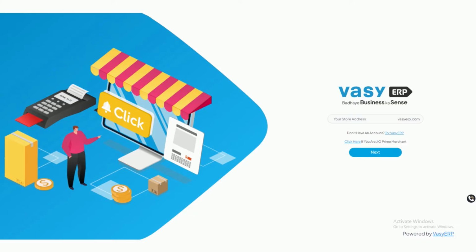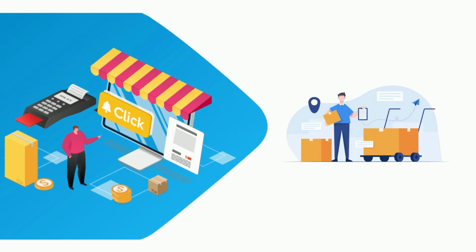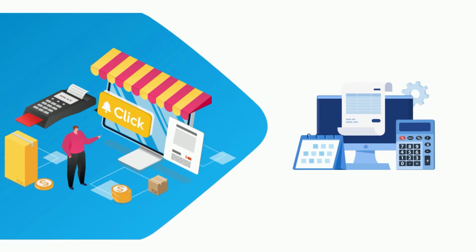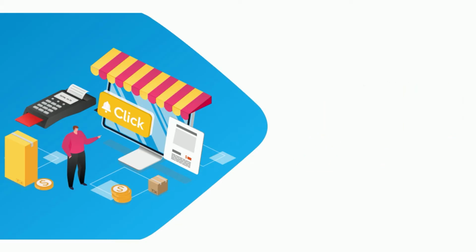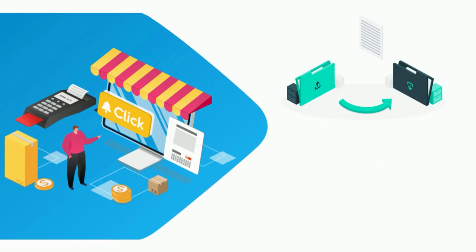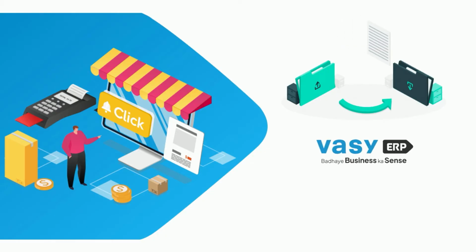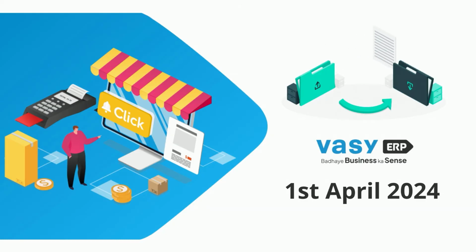The year-end process in the current VasyERP account will be carried out in two phases: the product stock transfer to the new financial year and the accounting ledger transfer to the new financial year. The stock transfer in the new financial year will be processed automatically and will be taken care of by VasyERP on 1st April 2024. There are a few points which you should consider.